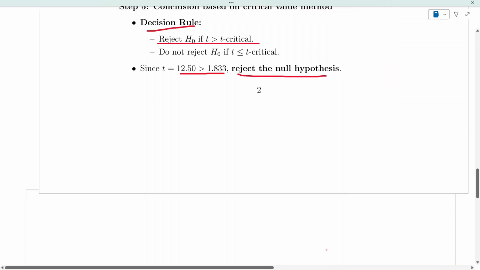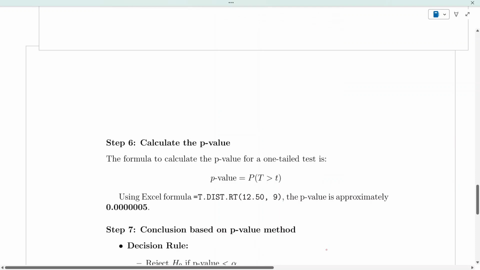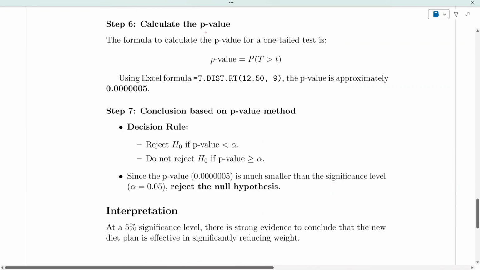Now the question is complete. The conclusion has been drawn. The conclusion is that there is strong evidence that the diet plan significantly reduces weight, but the same conclusion can be drawn using the p-value method also. If someone is more interested in drawing the conclusion using the p-value method, then here we go.